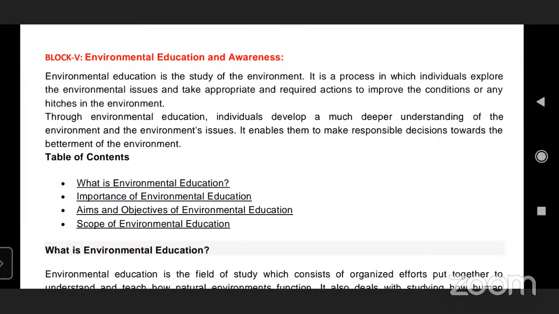It enables them to make responsible decisions. This education makes each and every individual responsible. By the study of environmental education, people are going to take decisions towards the betterment of the environment.